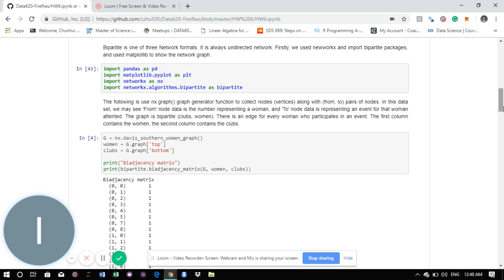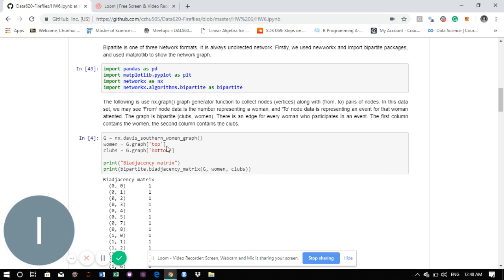This is a bipartite network. Bipartite is one of the three network formats, and it is always an undirected network. In the following, we use the NetworkX library and load the bipartite package to analyze this data. We're using the NX graph generator functions to create nodes, including the from node and to node with some pairs of nodes.